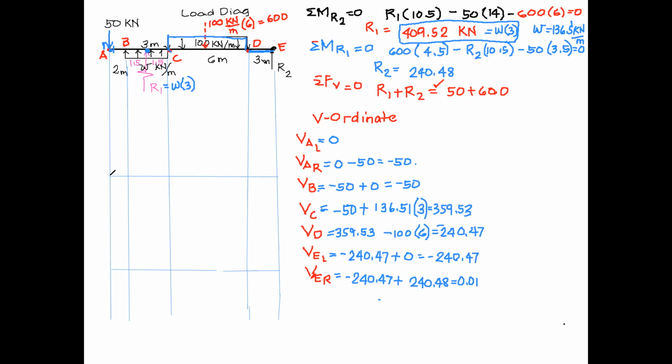Okay, we try to plot. We start with 0. Then negative 50 at A. Negative 50 also at B. But at C, it's positive 300, no? That's the highest, 359.53. At D, 240.47, and then 240.47 also. And then we have 0.